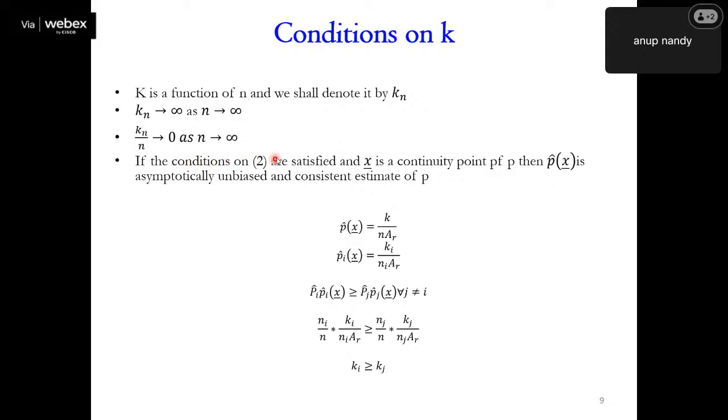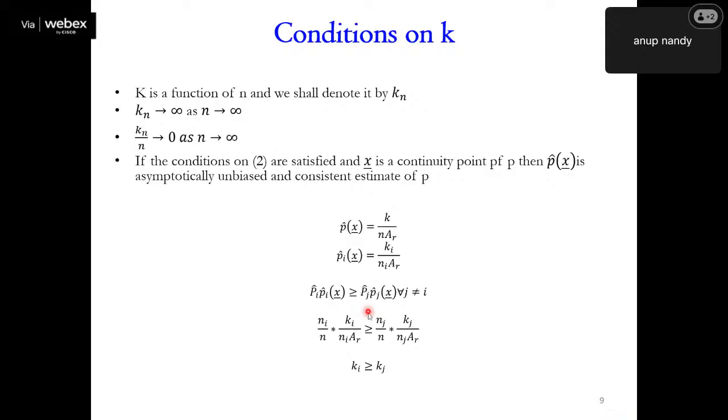Now, if the two conditions are satisfied, and x is a continuity point in the density function p, then p hat of x is necessarily an asymptotically unbiased and consistent estimate of p.